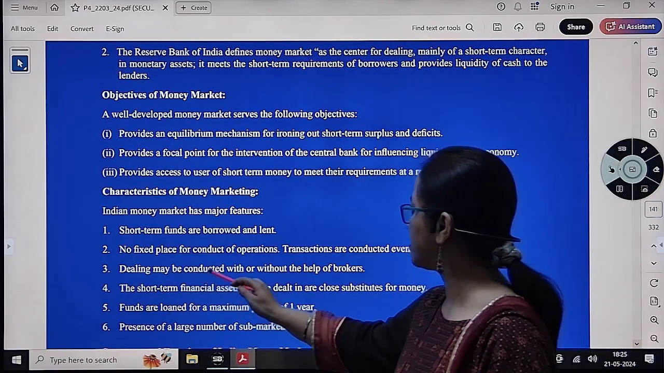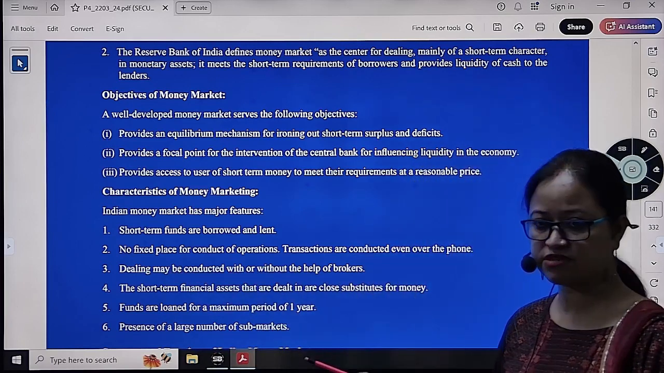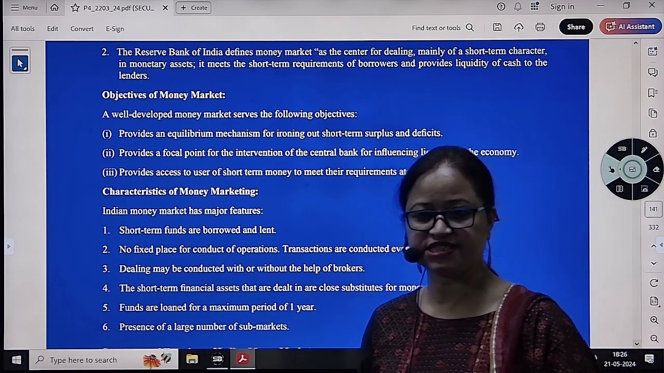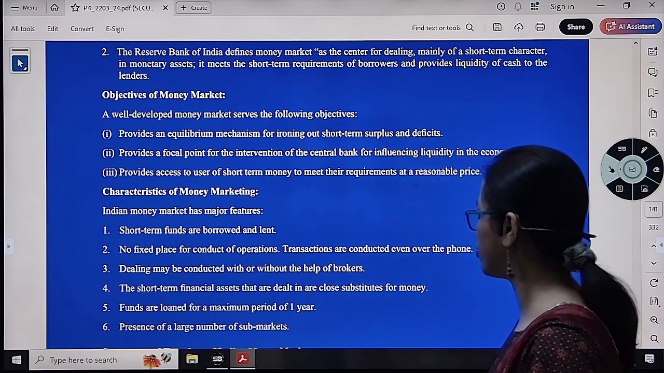So dealing may be conducted with or without the help of brokers. With the help of brokers also you can buy the instruments, you can invest in the money market, and without the help of brokers also.